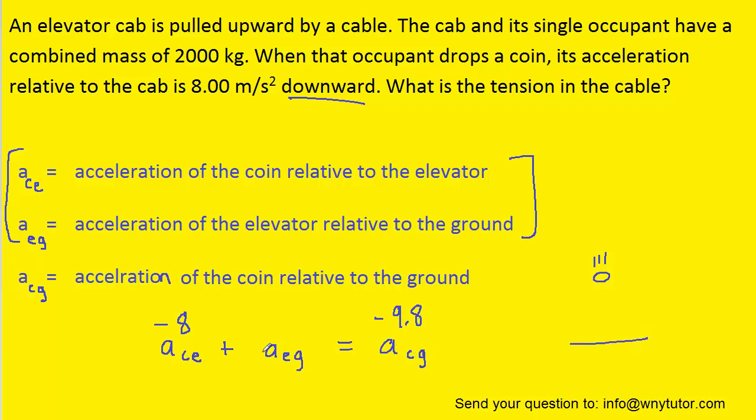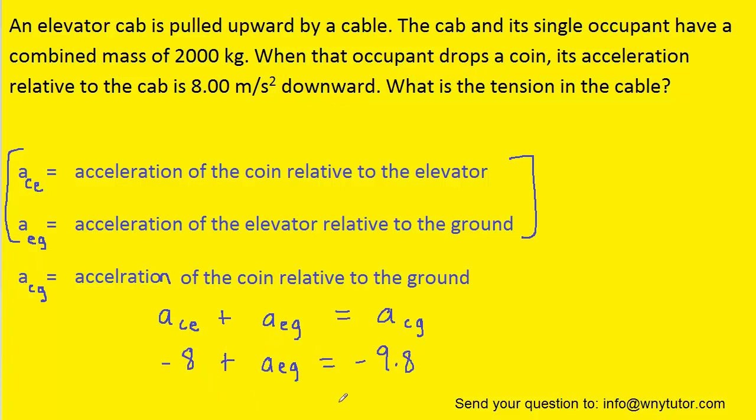We'll go ahead and plug in the values and solve for A sub EG. And when we add 8 over to the right-hand side, we can see that A sub EG will equal negative 1.8 meters per second squared. So this is a value that we're going to hold on to and use momentarily.